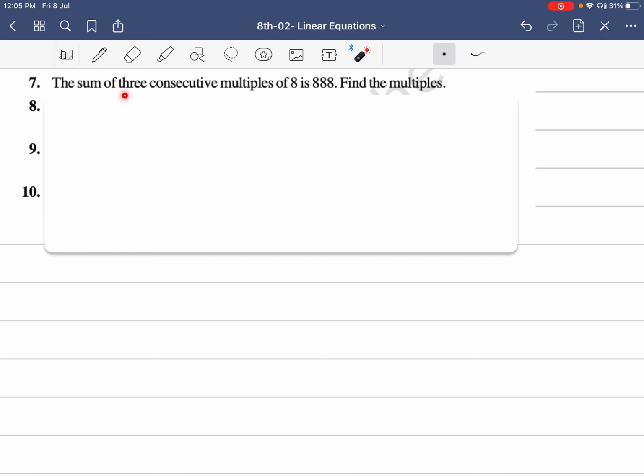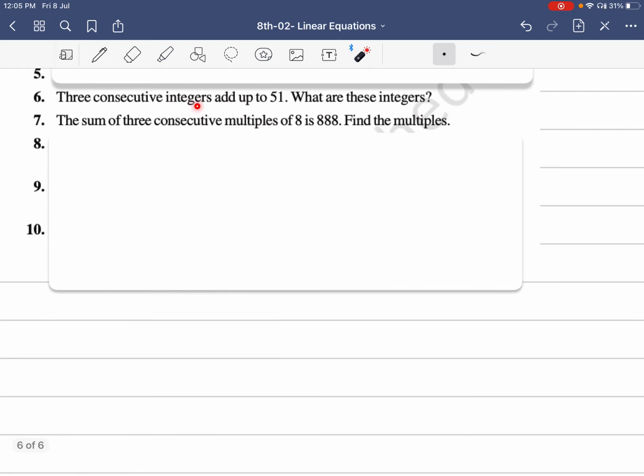So we have 3 consecutive numbers, but those numbers are not any random numbers, or those are not integers. Here we had 3 consecutive integers. Here we have 3 consecutive multiples of 8. Okay, let me highlight this, multiples of 8. That's an important part. What are multiples of 8?